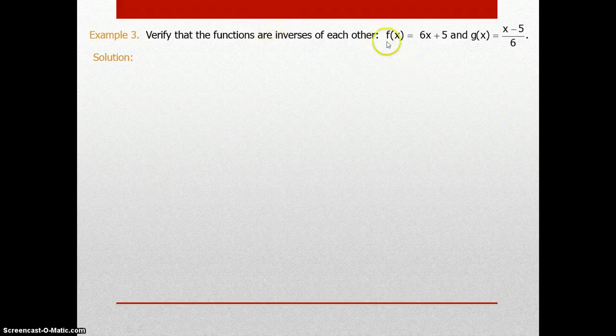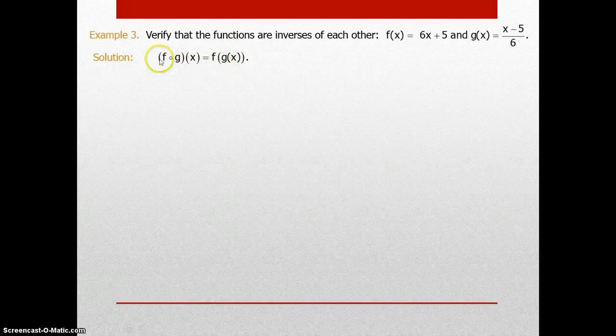So I'm given f of x equals 6x plus 5, and g of x is equal to x minus 5 over 6. I know that f of g of x has to equal x, and I know that g of f of x has to equal x. But I have to show this mathematically. So the first one we're going to do is f of g of x. It doesn't matter which one you do, because remember, we know what the outcome is. We just need to set this up.